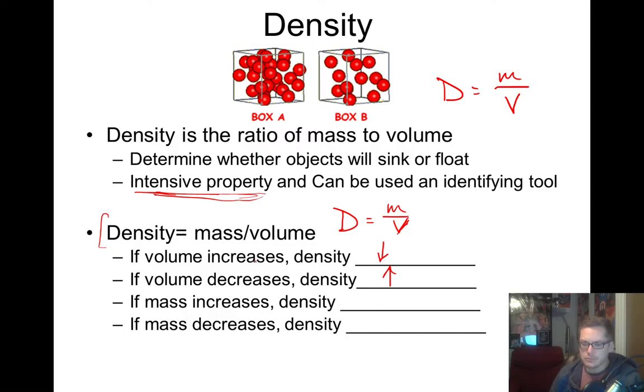All right. Now, the next one here, it says mass increases. Well, if our mass increases, that means our numerator is getting bigger, so our density is going to be increasing.